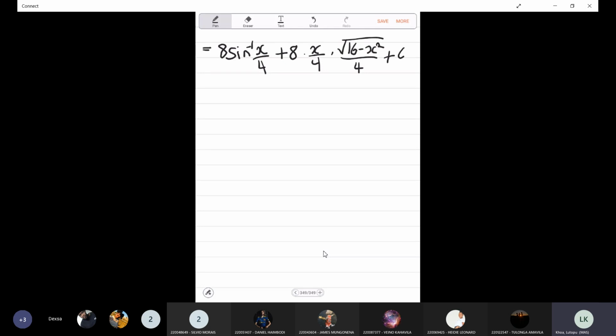Okay, just simplify, cancel whatever can cancel. So we have 8 sine inverse of x over 4. And here in the denominator we have 16, the numerator we have 8, so we'll be left with x over 2, then the square root of 16 minus x squared, and then your constant of integration.